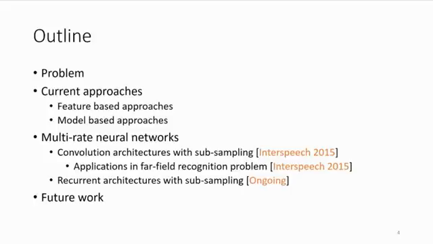The outline of the talk is going to be like this. I'll initially discuss the problem. Then I'll discuss a few of the current approaches used to tackle this problem, which belong to two different classes: feature-based approaches and model-based approaches. Then I'll introduce the multi-rate idea, and I'll show the application of this idea in both convolutional neural networks and recurrent architectures. But most of the results right now are just on the convolutional architecture part of it.